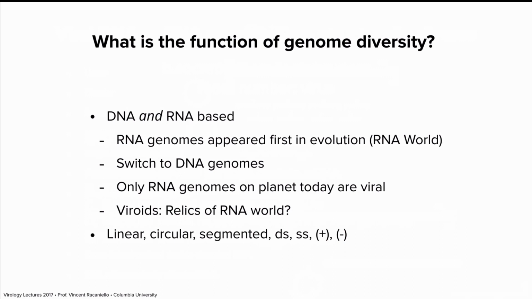So that's a good explanation for that diversity, DNA, RNA. But as far as linear, circular, segmented, double or single-stranded, plus or minus, no idea. We have no clue why all of these evolved. The best answer is that they all work in some form, and therefore they're evolutionarily competitive.